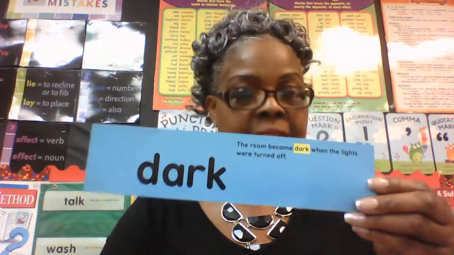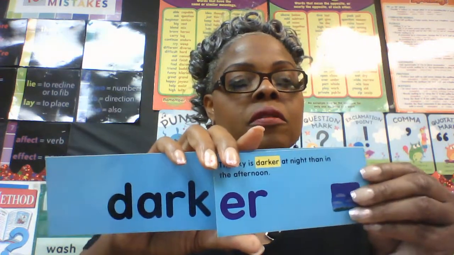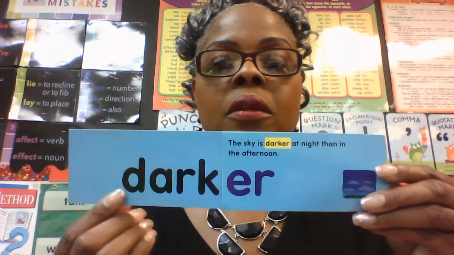Now let's add suffix er. Let's look at another sentence. Darker. D-A-R-K-E-R, darker. Take a look at the sentence. The sky is darker at night than in the afternoon. Look at that key word, than. Comparison.